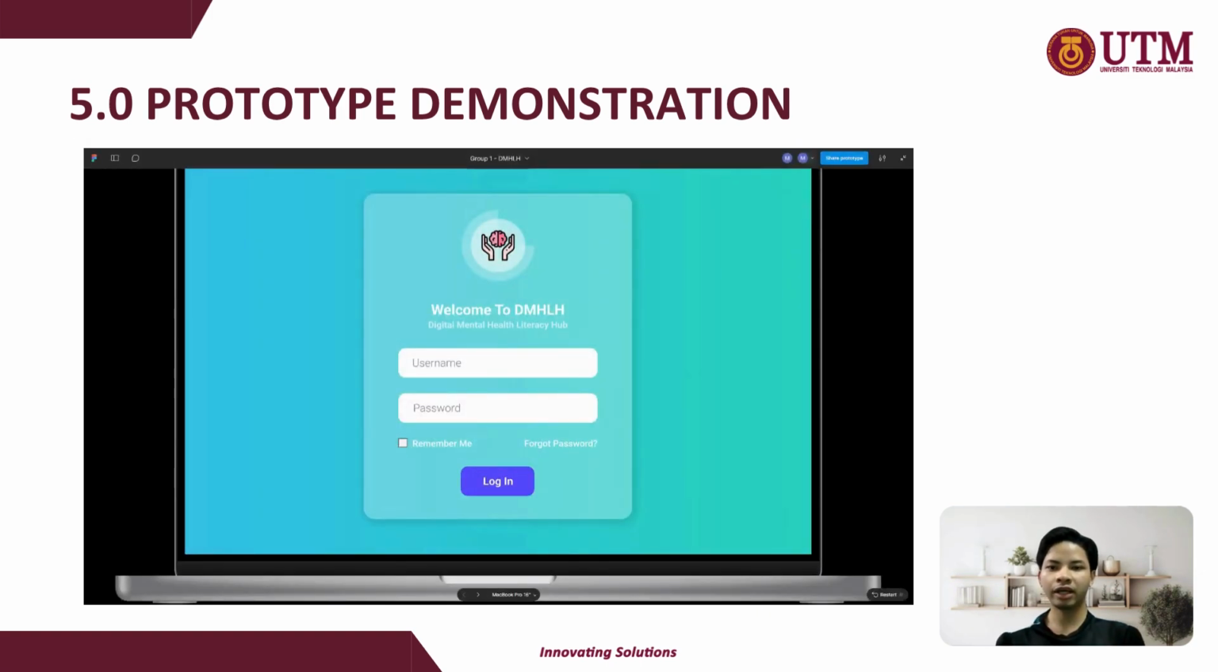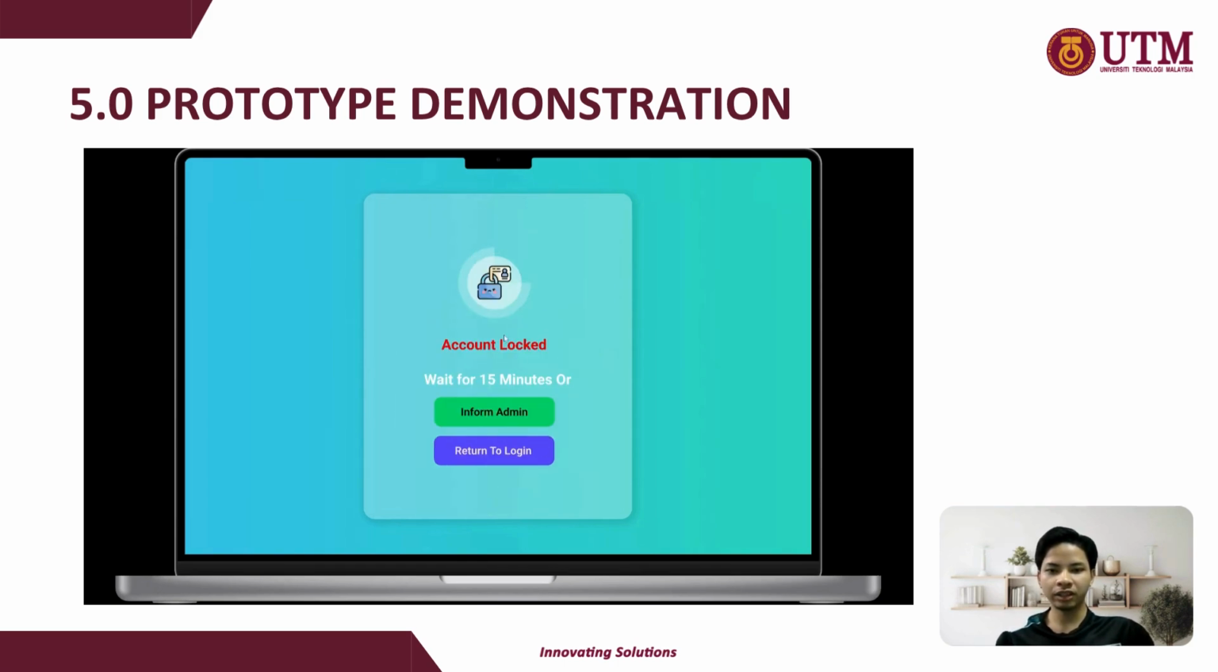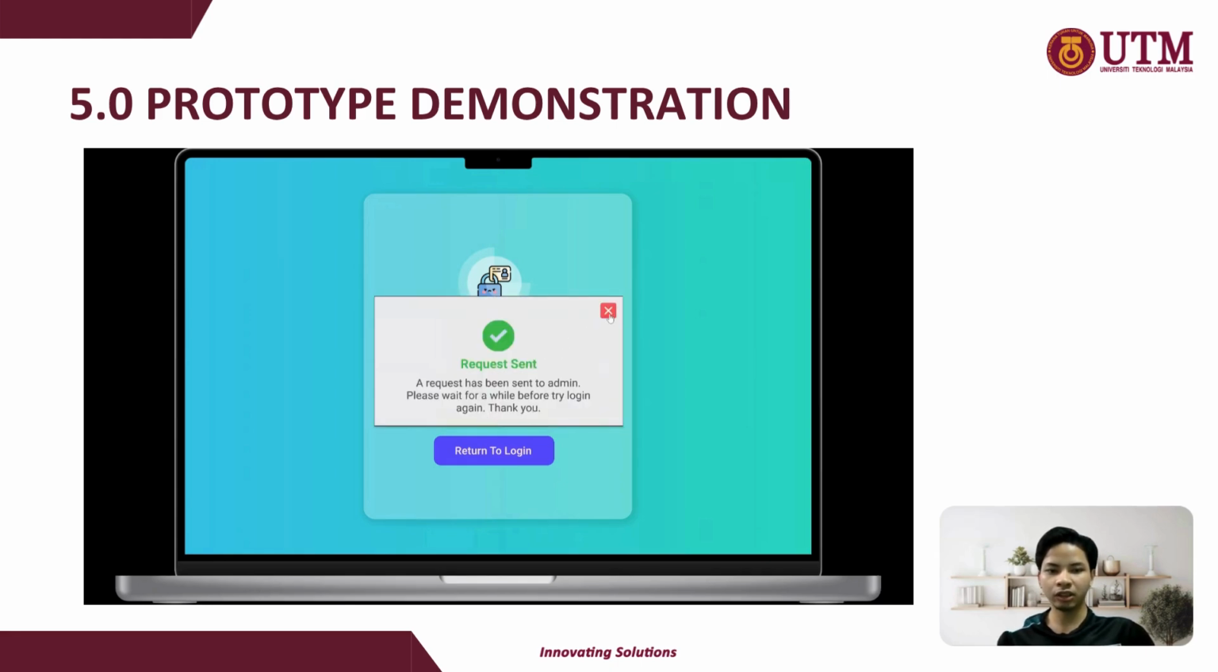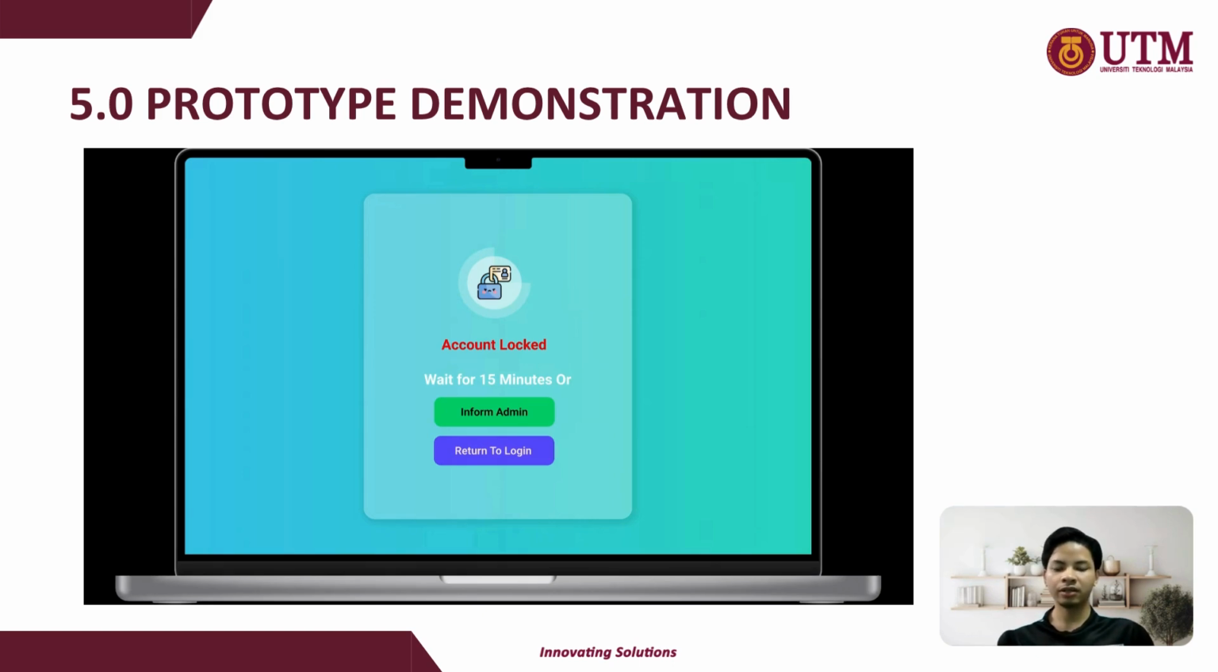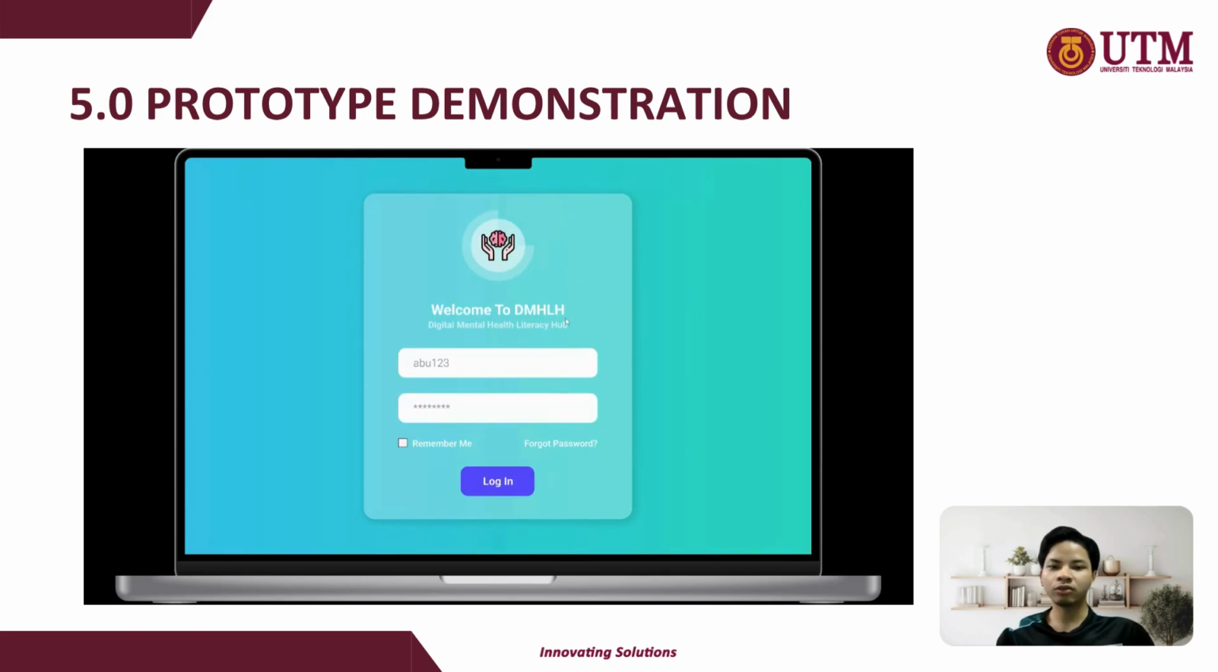For the counselor user, the flow is the same as the previous student user, but sometimes there are accounts that are locked due to previous failed login attempts. For example, with these accounts, when we put in the login it will show account locked. There are two choices for the user: wait for 15 minutes or inform the admin. When the user presses inform admin, it will send the request and the admin will get the request and try to reset the lock status. Then the user has to wait for a while and try to log in again.